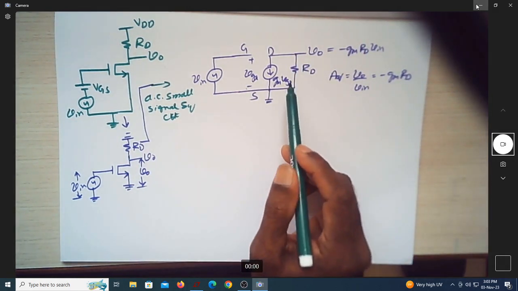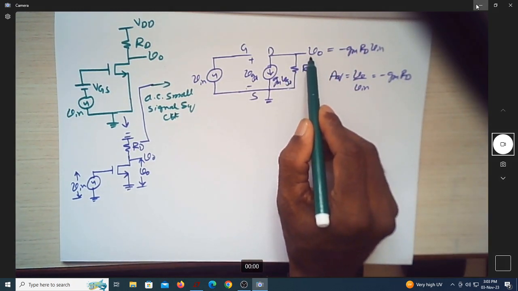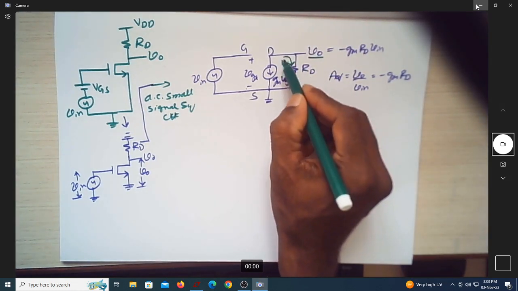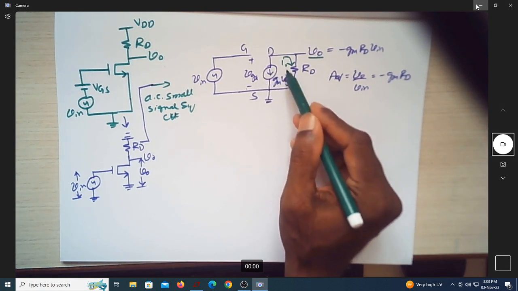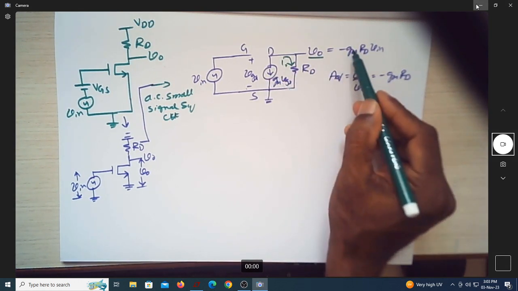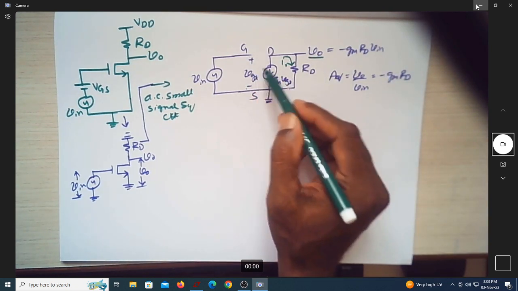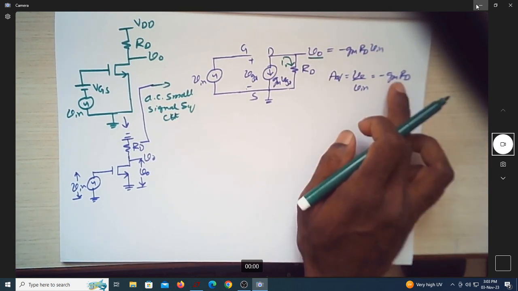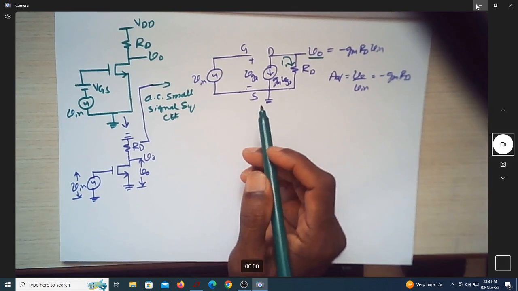Of course we also obtained an expression for the output voltage. Suppose you assume a current of I0 here, this current I0 is nothing but the negative of gm times VGS, and that VGS is exactly V. We obtained the expression for the gain of this amplifier as minus gm times RD. We can actually name this amplifier.